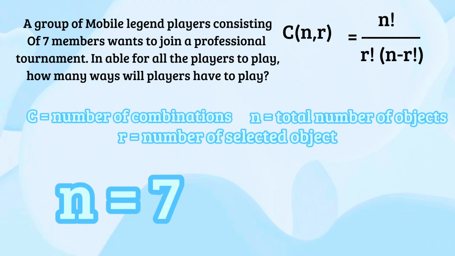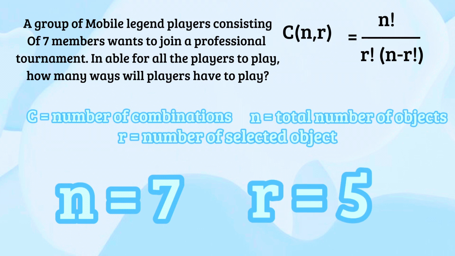Since it is the only mentioned given, we need to analyze more. It is said that the game will be Mobile Legends. And ML, or Mobile Legends, is a 5v5 battlefield arena. So our r, or the number of selected objects, will be 5 because the game only requires 5 players each team to play in the main battlefield.